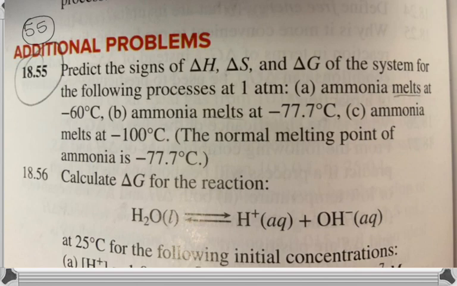Nope, and that's what's happening in C. C is even colder. That's not gonna happen. The delta G in C then would be positive, because it ain't gonna happen. Okay? So, what if it was at negative 77.7? What's the delta G gonna do there? It's gonna be zero. It's at equilibrium.